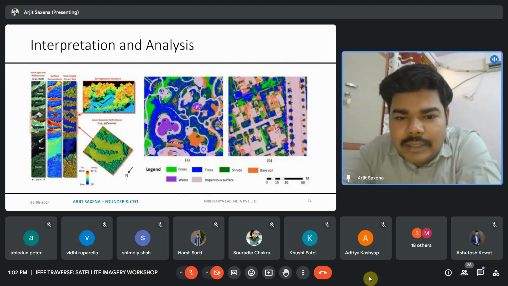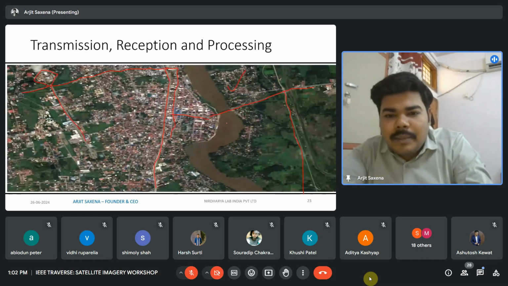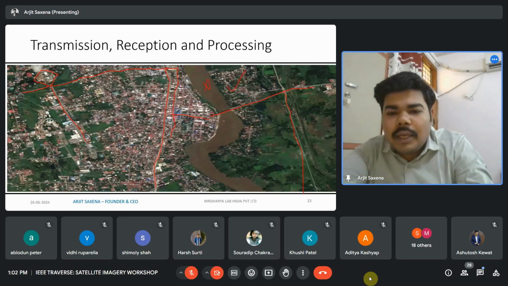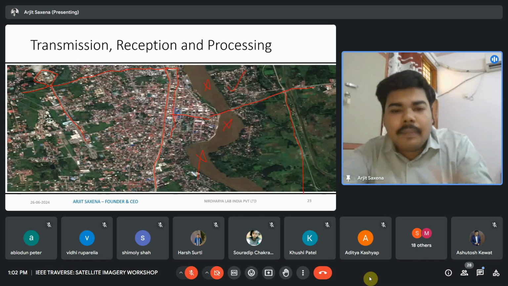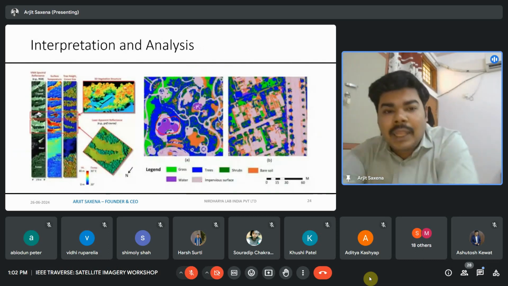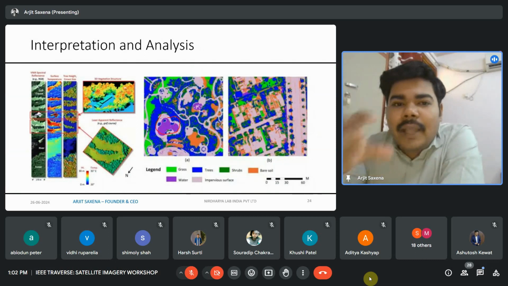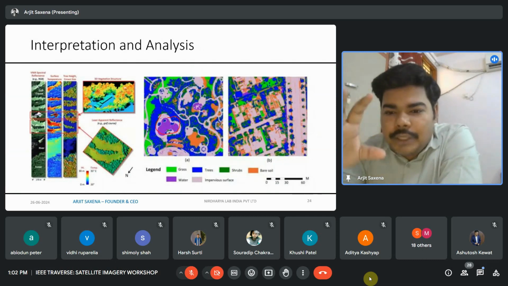Like the ring road which we see, this is a ring road structure. There are trees, there are shrubs, there is bare soil. Bare soil means this is bare soil, like khali land, which is of no use, dusty land. And this is how you are able to define or interpret a particular image.